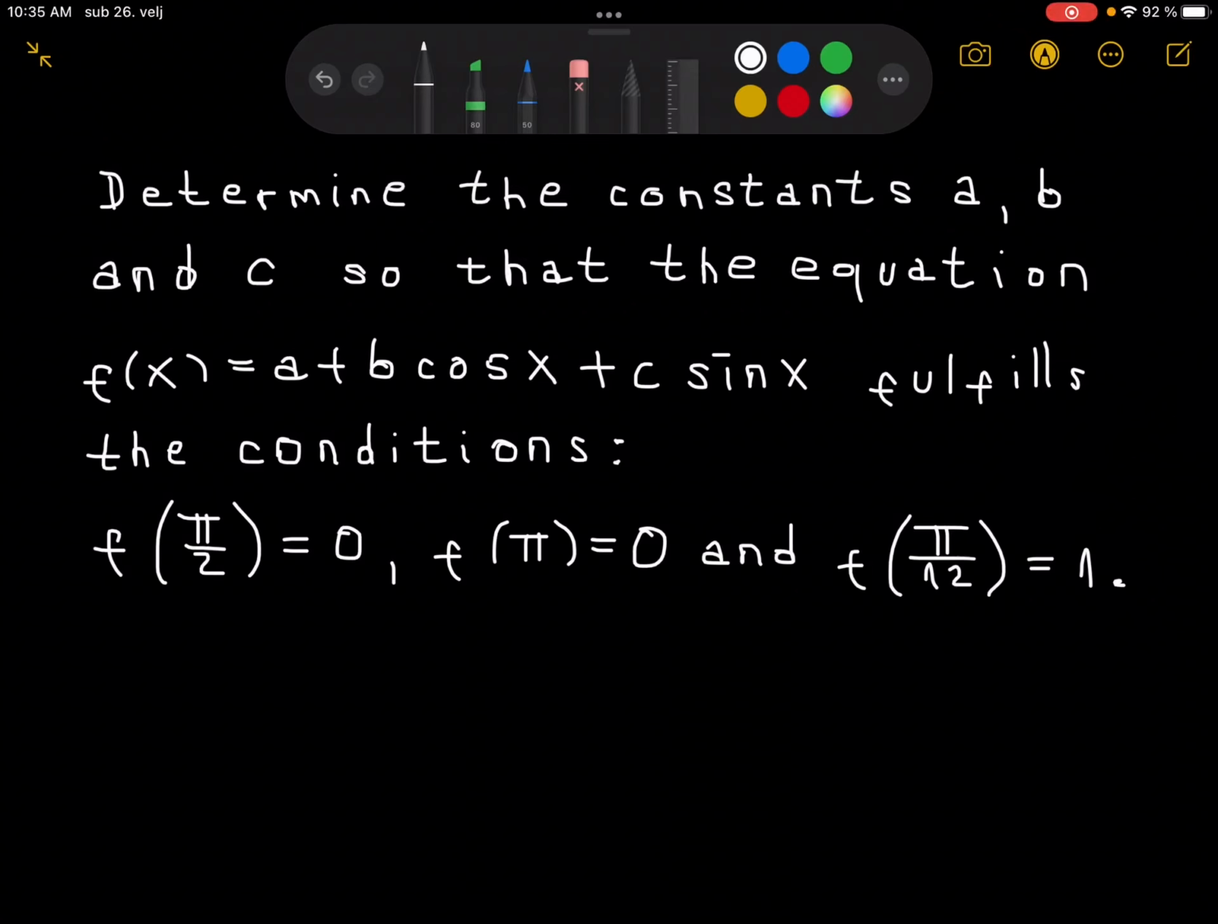Hello everybody. So today we're going to be doing a nice little problem. Namely, we're supposed to determine the constants a, b, and c so that the equation f of x, which is equal to a plus b times cosine x plus c times sine x, fulfills the following conditions.